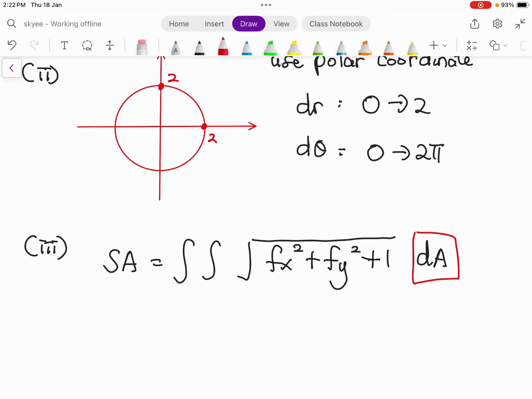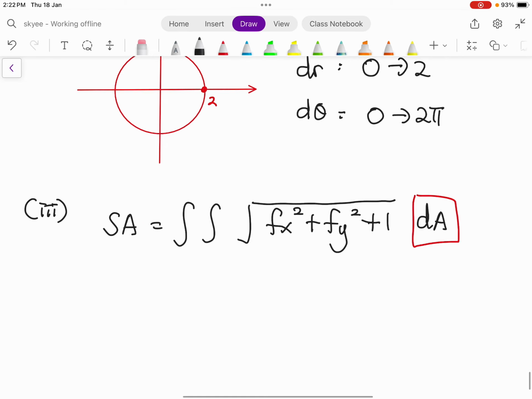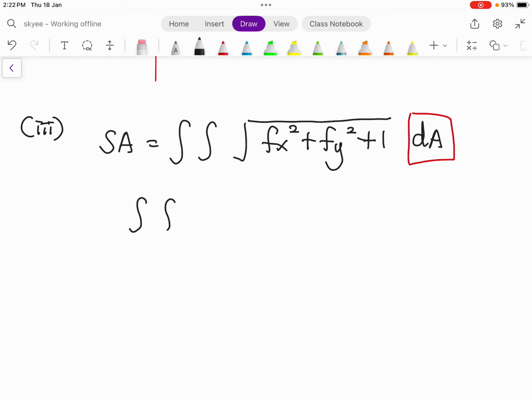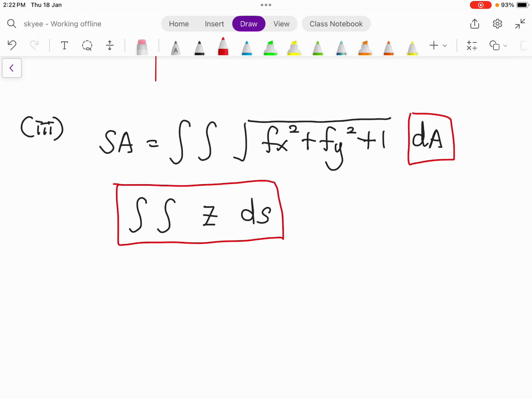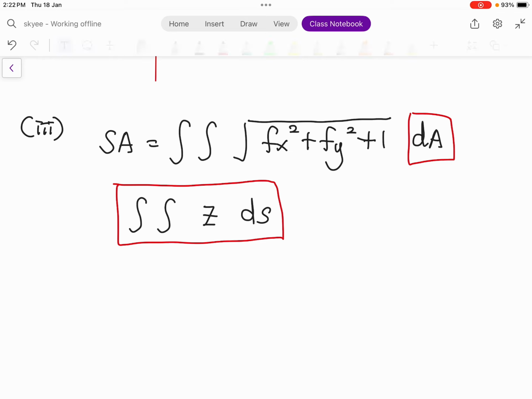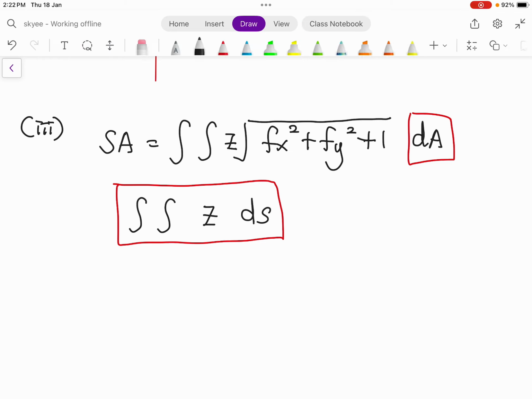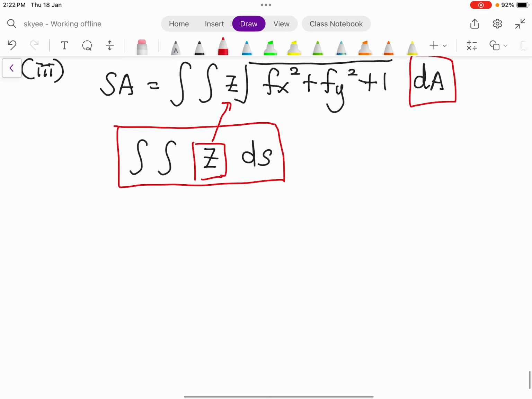For these questions, they give you the double integral z dx. They are asking you to find the surface integral of this, meaning that you must include the z in your calculations. So we go to the term inside, which is this one and also this one. You need to perform the differentiations.